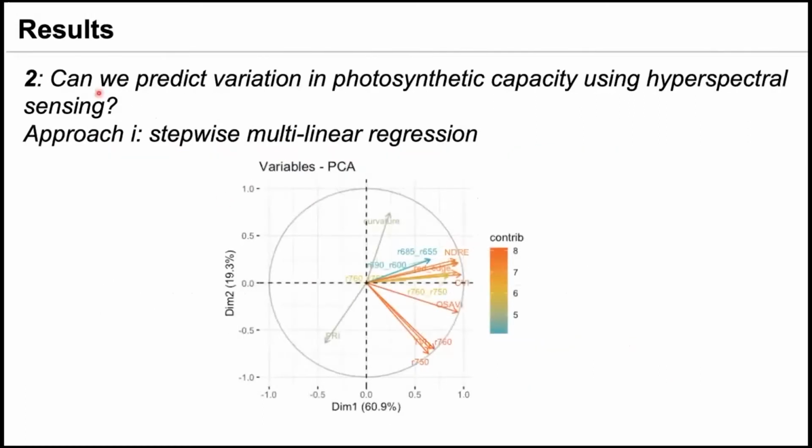So secondly, can we predict variation in photosynthetic capacity using the sensing data? Well, by using the stepwise multilinear regression, it always suffers from the collinearities between the predictors. So there are 16 vegetation indices that I calculated, based on information from literature that showed they are associated with photosynthesis.